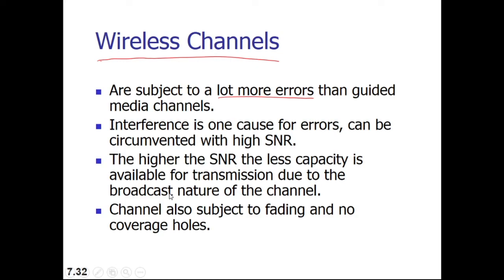The second point is that interference is one cause for errors, and it can be circumvented with high SNR, so high signal to noise ratio is needed. But the higher the SNR, the less capacity. If the signal to noise ratio is higher, the less capacity is available for transmission due to the broadcast nature of the channel.